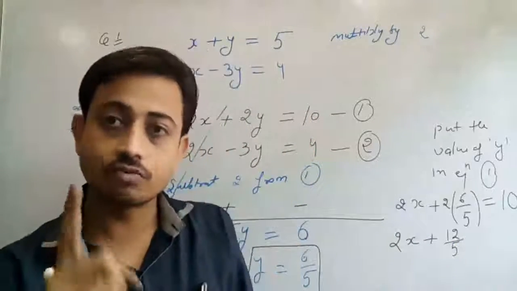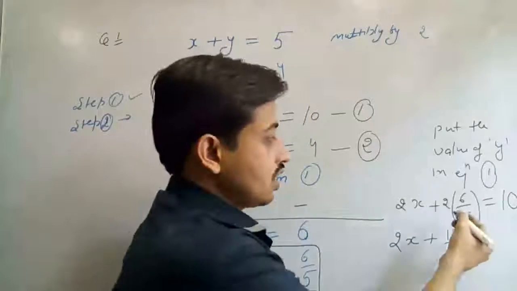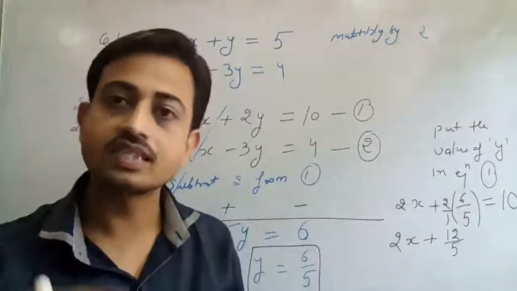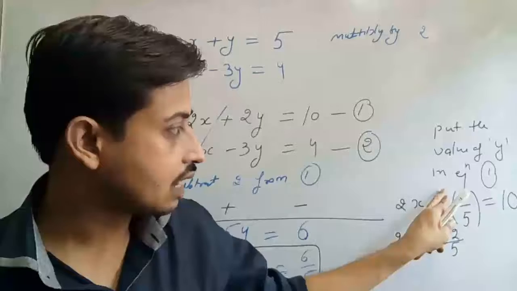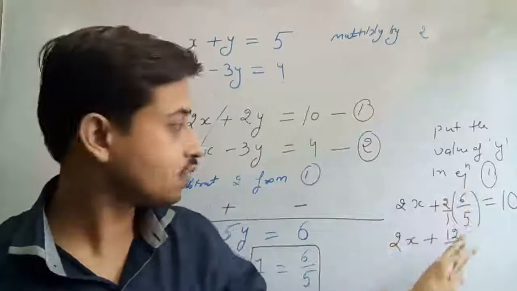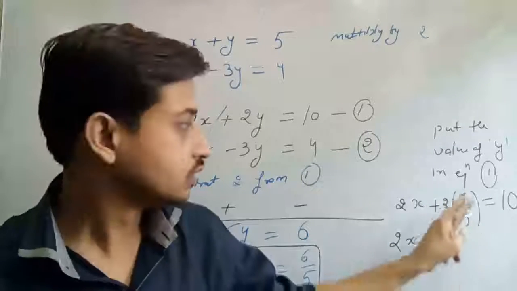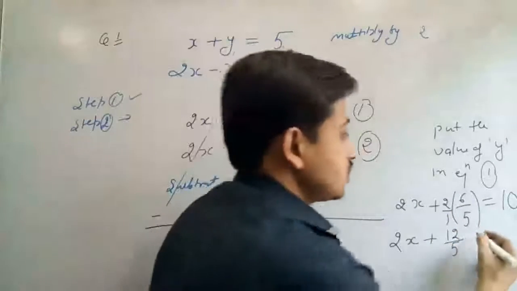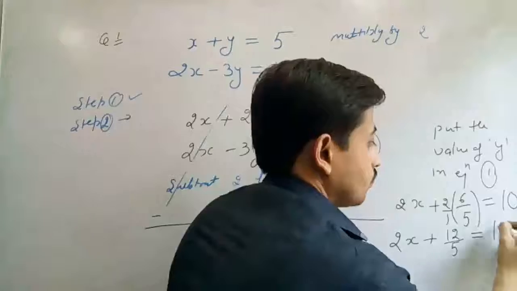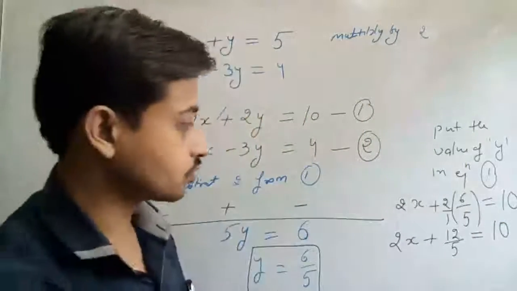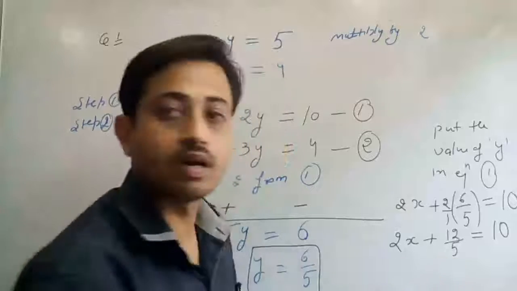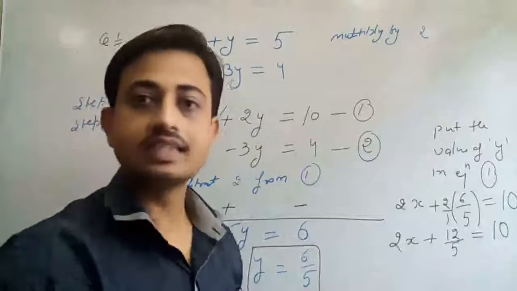If someone has confusion in doing the multiplication, you have to write it in rational form. 2 is written as 2 by 1. So do multiply. Upper part is multiplied with upper part and lower part is multiplied with lower part. So 2 into 6 we get 12. 1 into 5 we get 5, which is equal to 10. Now we have to solve. How do we solve? We have to take this 12 by 5 on the right hand side.